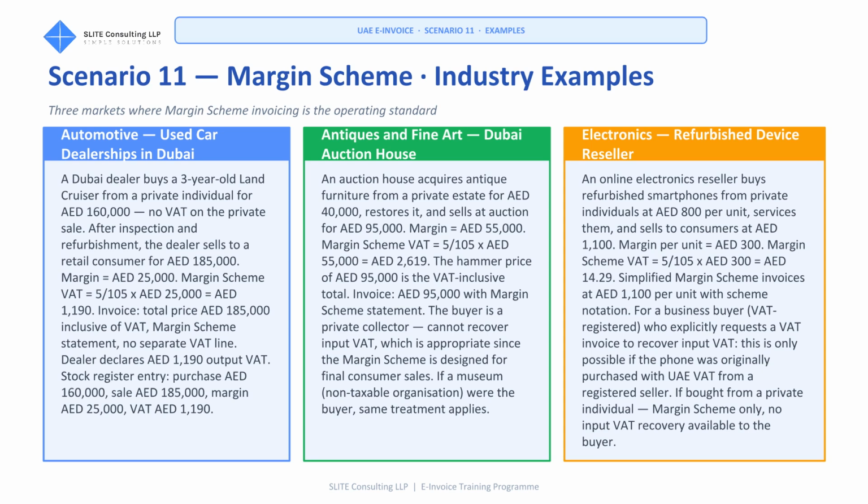Second, antiques and fine art. An auction house buys furniture from a private estate for 40,000, restores it, hammer price 95,000.